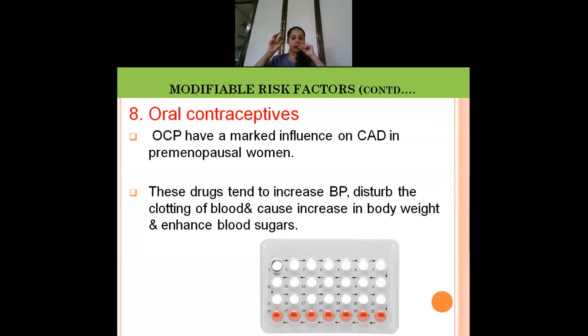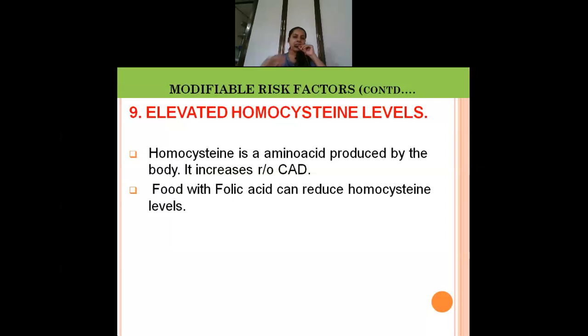MI. And along with that, people who are on oral contraceptives tend to gain a lot of weight, and it can also result in increased blood sugars. So those who take oral contraceptive pills may be at risk of CAD. Not all women, a few of them tend to have CAD.